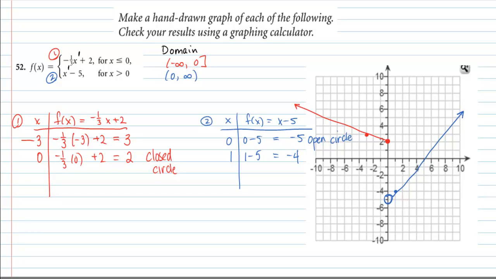Notice that on the y-axis, I do not have two closed circles, because that means it would not be a function. And make sure that you put arrows at the end of your graphs to represent that they continue on forever.